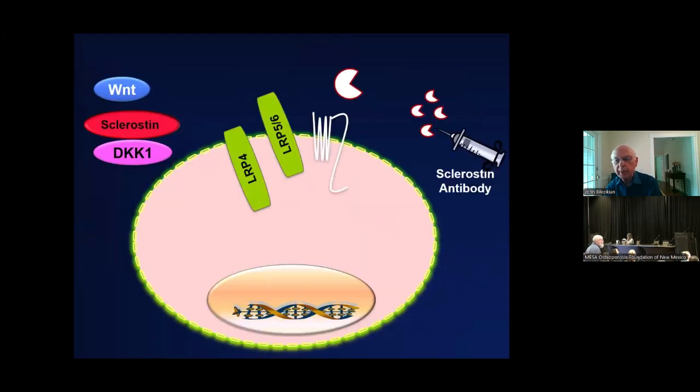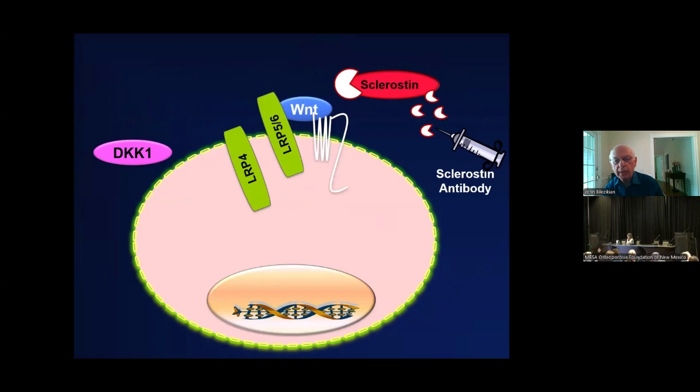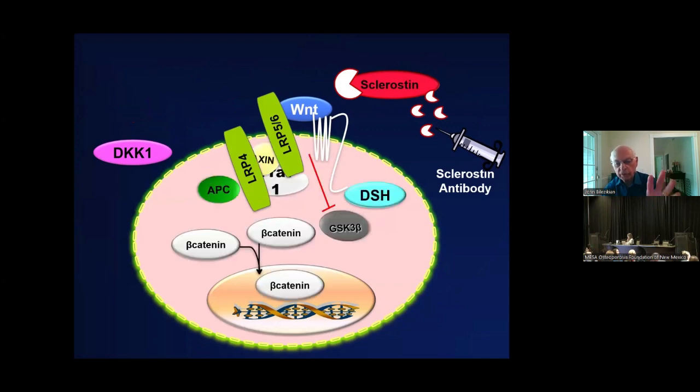Now, with regard to an anti-sclerostin or romosozumab, what you have is sclerostin being engaged with the antibody, and this then allows Wnt more easy access to LRP 4, 5, and 6, and then you get a facilitated transport of beta-catenin from the cytoplasm to the nucleus. So the anti-sclerostin is releasing the brake, the biological brake of sclerostin, and allowing Wnt to be more effective.